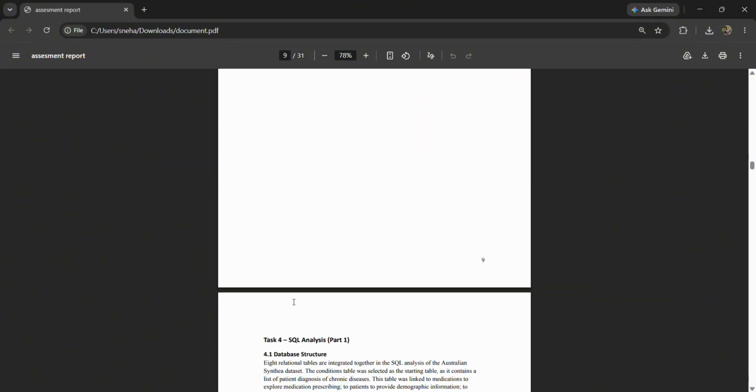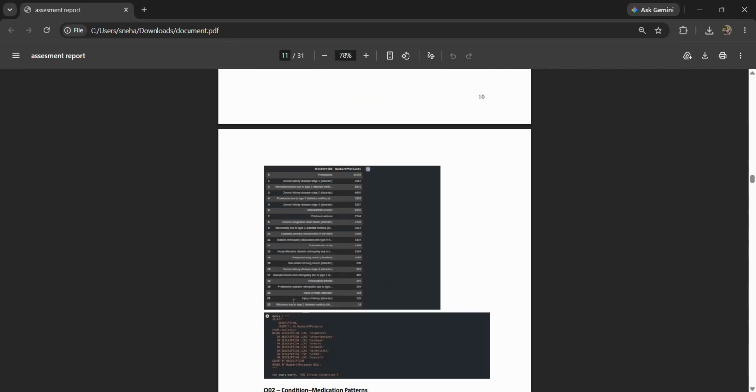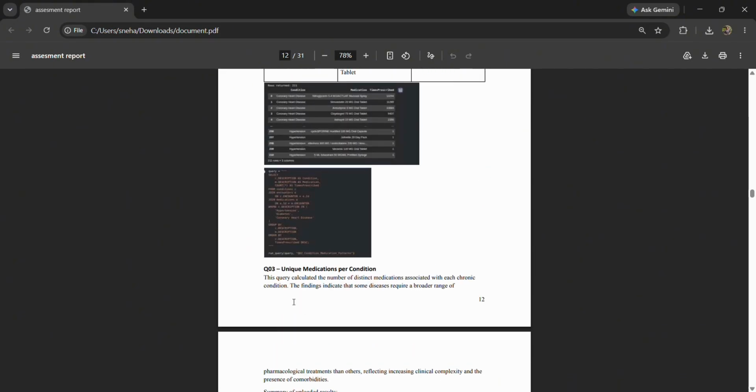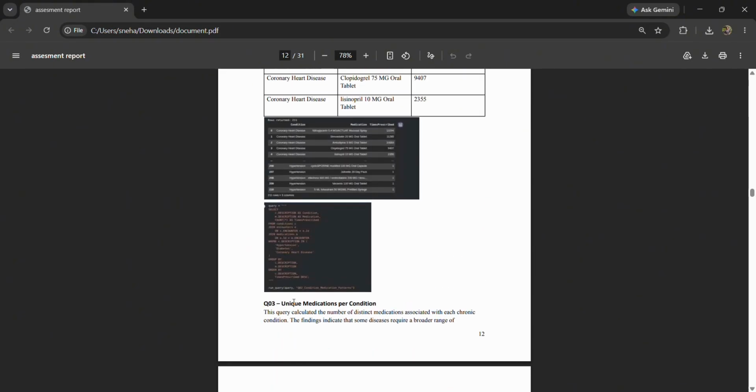It is all the SQL analysis I have done. I have done a total of 12 queries. The analysis began by identifying the most common chronic conditions and linking them with prescribed medications. One important SQL query joined the conditions and medications tables. The results showed different prescribing patterns for each disease.